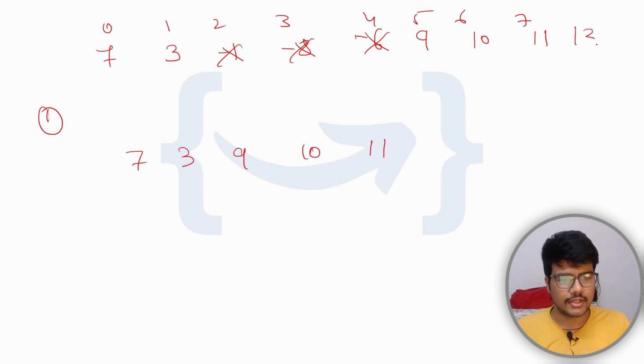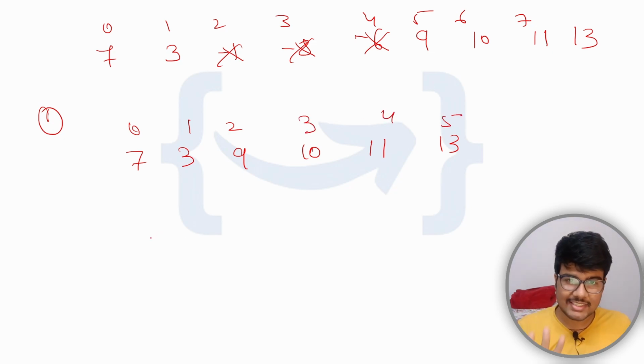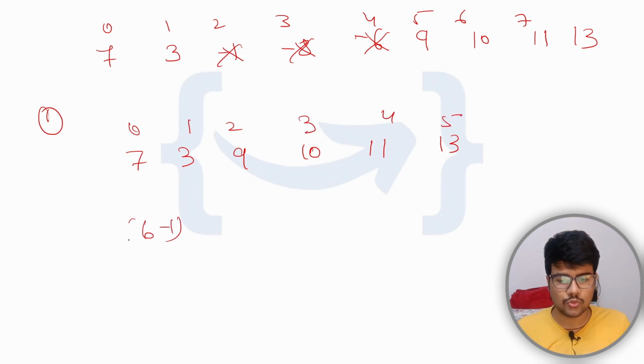Let's say we have 13 as well. So now how many numbers do we have? 1, 2, 3, 4, 5, 6. So in total we have 6 numbers. So 6 minus 1 would be 5, mod 2 as per the logic that we have discovered. So 5 divided by 2 would give you 2.5.